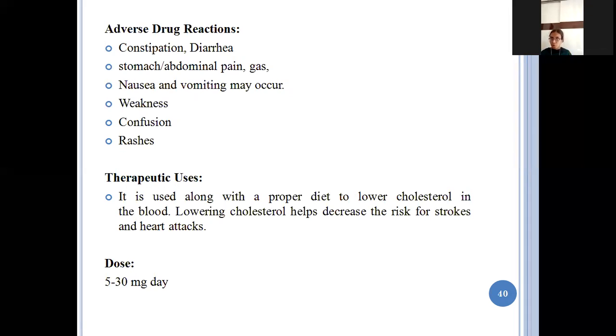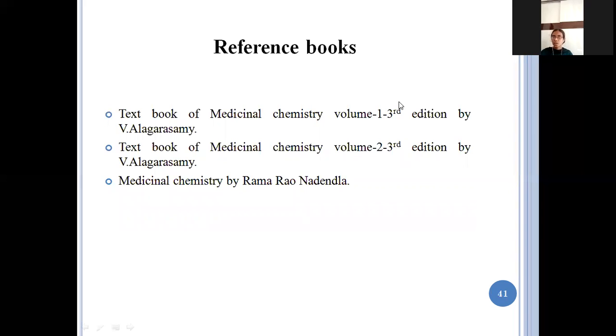and it is used to reduce the cholesterol level in the body in order to reduce strokes and heart attacks. This drug can also be given with a proper diet in order to reduce the cholesterol level in the body. So these are the reference books to be followed for the anti-hyperlipidemic agents.